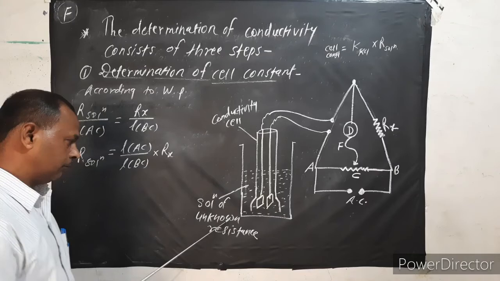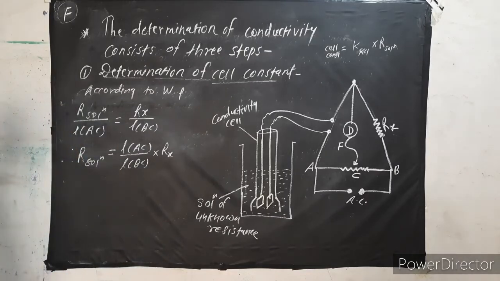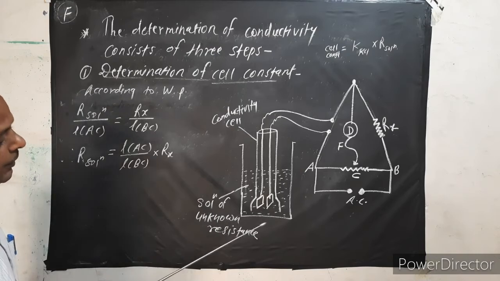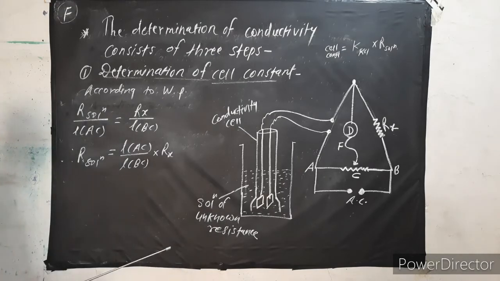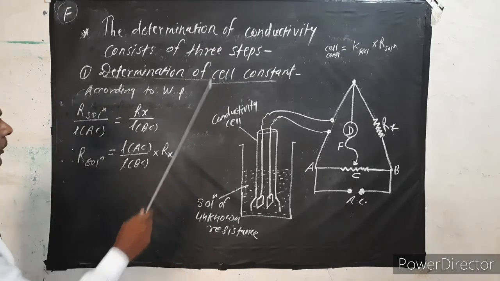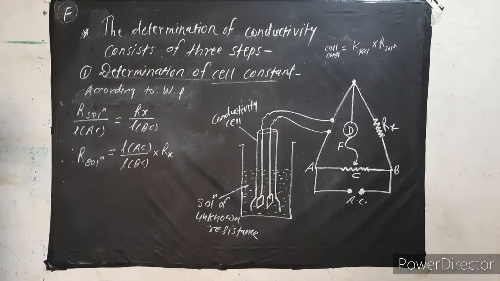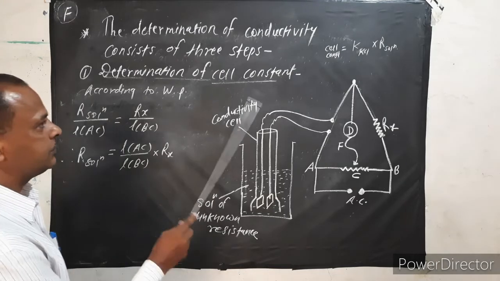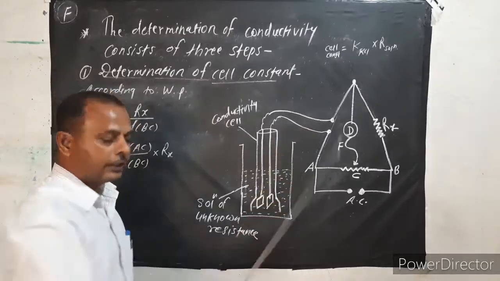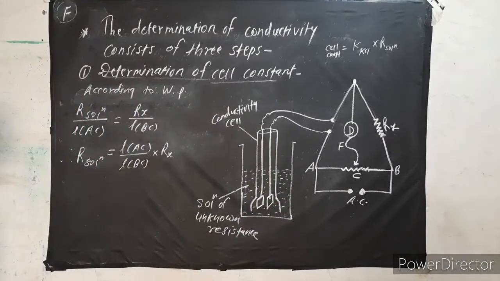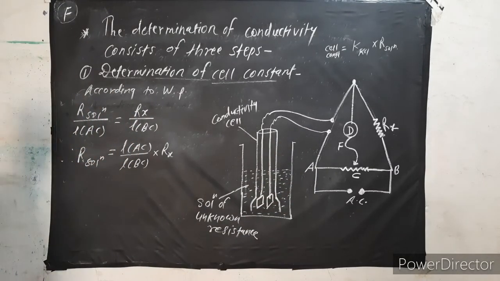The conductivity of the solution is known. So by calculating the resistance of that potassium chloride solution, we can easily calculate the cell constant, because we know that the cell constant is equal to the conductivity of that solution and the resistance of that solution.